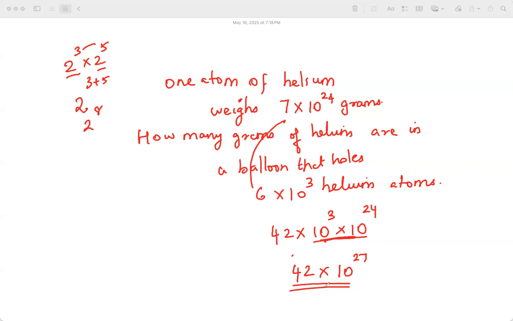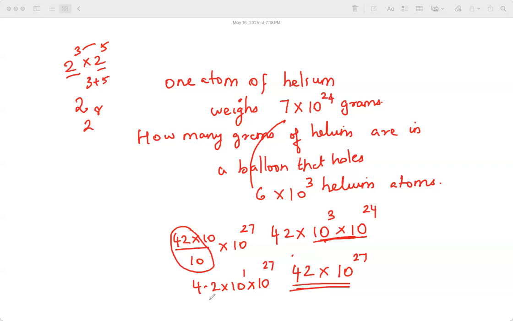Now, what do you do with this? This is not in scientific notation, right? So what will you do? How to convert it to scientific notation? You move it back. 42 times 10 by 10 times 10 power of 27, correct? Yes. Now this division by 10, I'll do it. That becomes 4.2 times 10 power of 27.